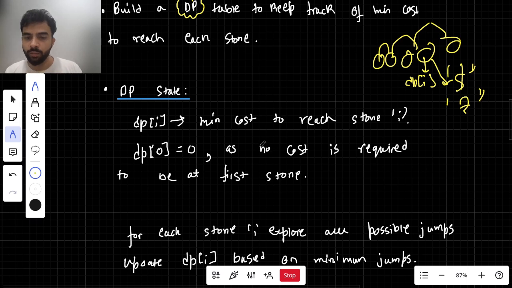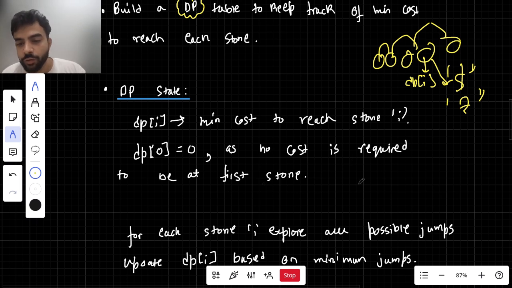Now, what we will initially do is initialize the dp array with 0 for the first position, because whenever you start to jump, before starting you don't expect to give out money. Only when you take a step, only when you move from one step to another, will you incur some expense and give away some money. So the starting position has to be 0. That's the reason I have set dp of 0 as 0, as no cost is required to be at the first stone.